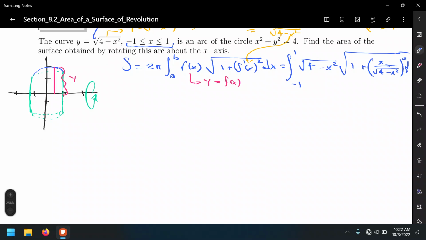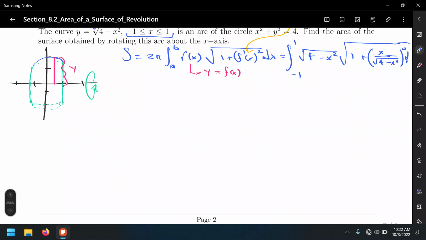What am I going to do? Okay, so number one, I'm going to square this quantity inside of the radical. That's going to be 2 pi, the integral from -1 to 1. I'm going to change the limits later, yes.